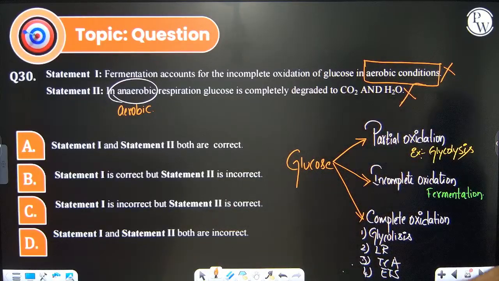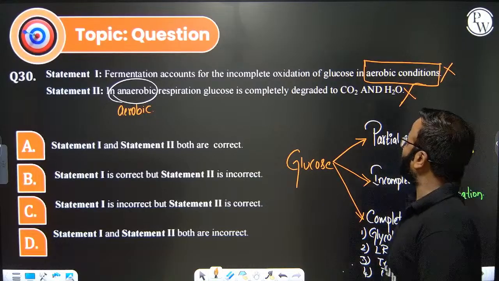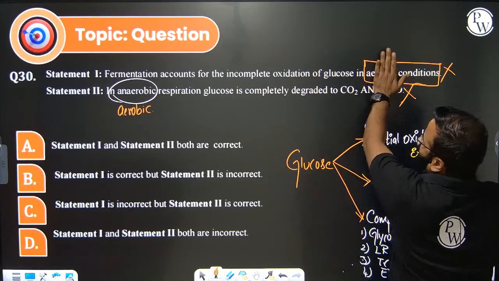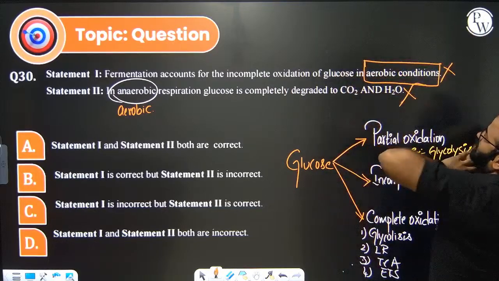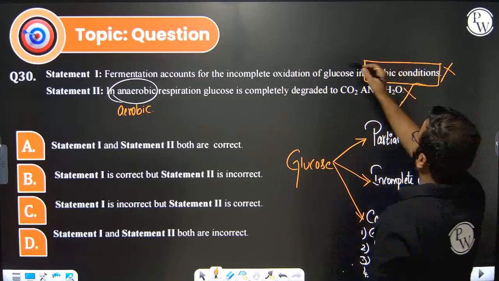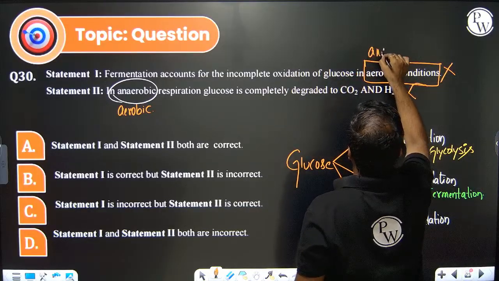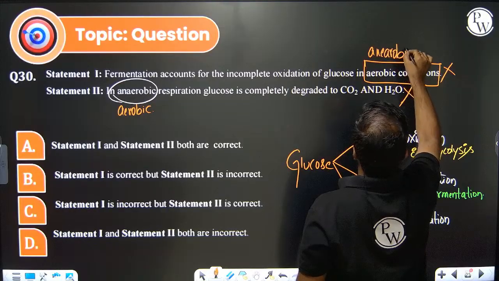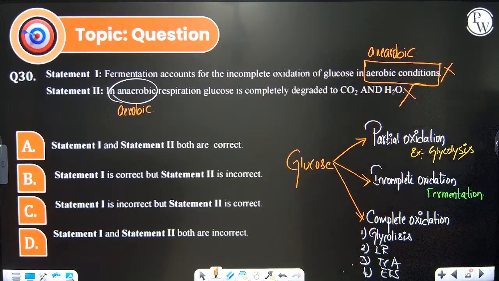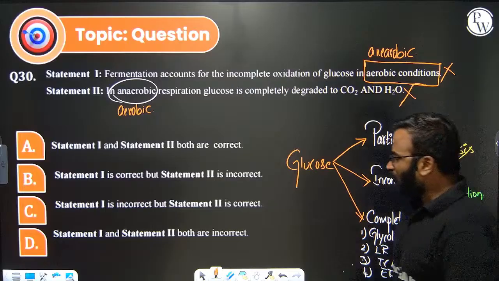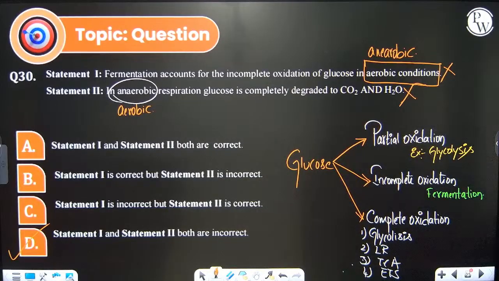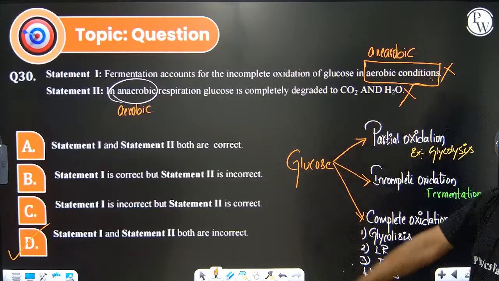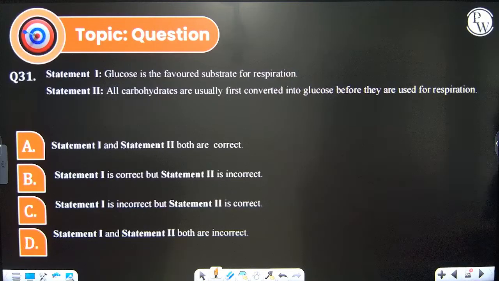Fermentation accounts for the incomplete oxidation of glucose. In aerobic condition, that's why it is wrong. If this would have been anaerobic, then the statement would have been right. So both the statements are incorrect. I would go with D as our answer. I didn't see this, so please pay attention. Next.